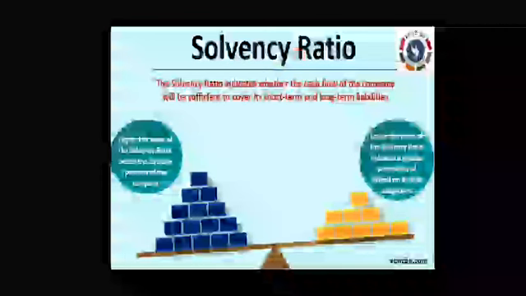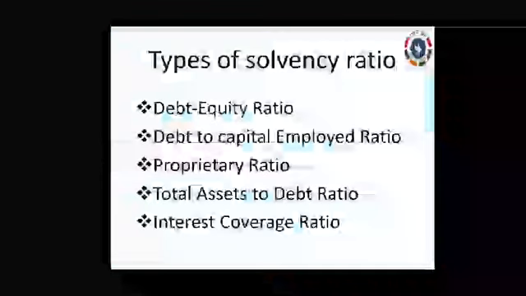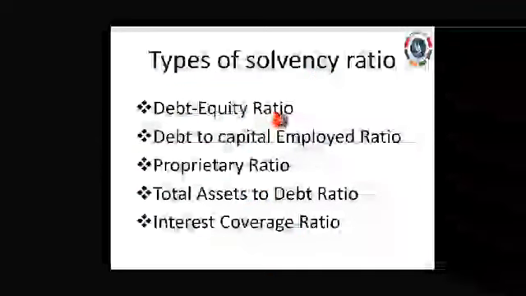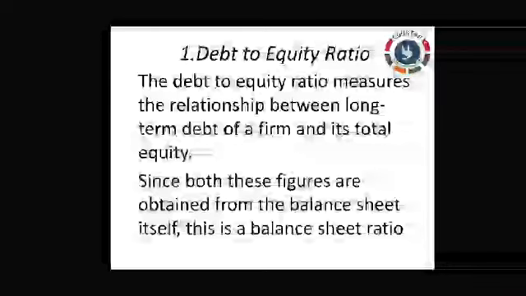Under solvency ratio, we have five types: debt to equity ratio, debt to capital employed ratio, proprietary ratio, total assets to debt ratio, and interest coverage ratio. We can see them one by one. So, first one, debt to equity ratio.